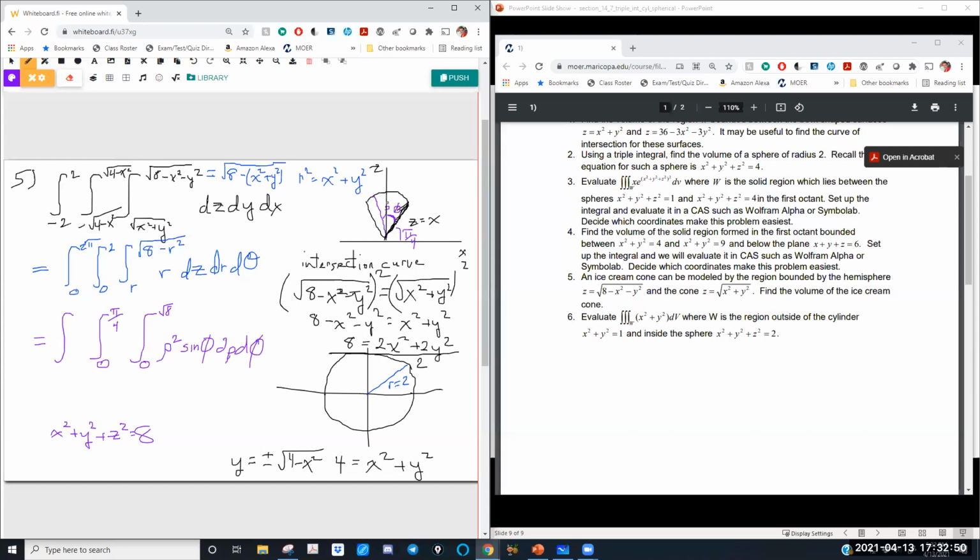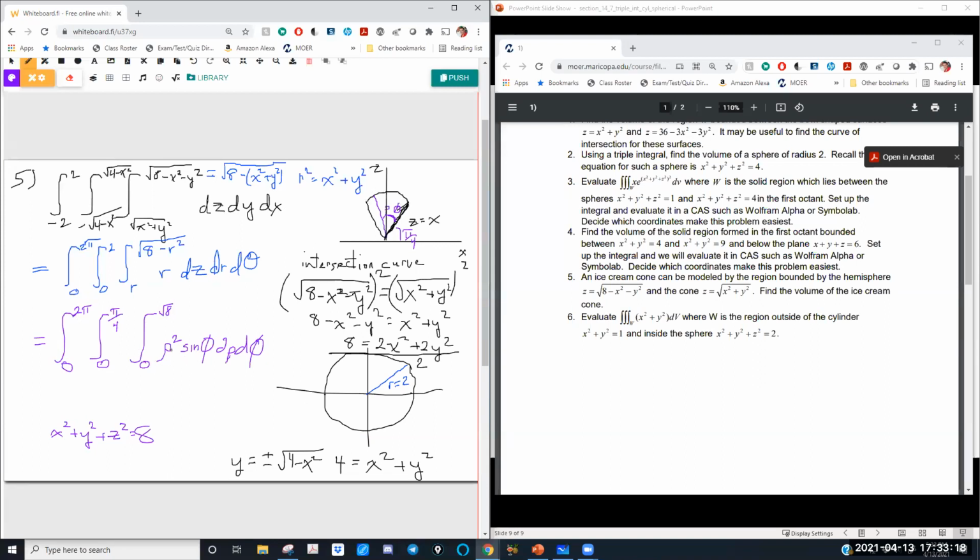So again, rho took us from 0 up to the edge of the sphere. Phi rotated us over to the side of the cone. Now theta is going to rotate us around the z-axis to get that three-dimensional cone. So theta will be 0 to 2 pi. Notice in this integral, all of our limits are constants. So we could do this in any order we want.